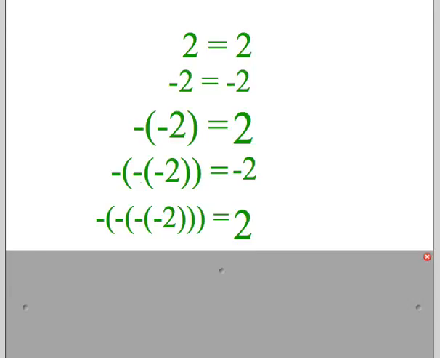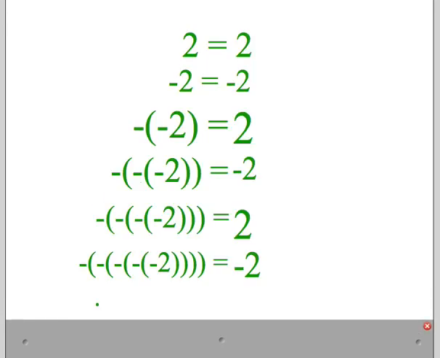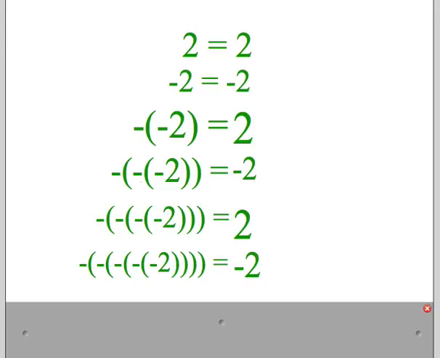Again, we have -2. The opposite of -2 is 2. The opposite of 2 is -2. And the opposite of -2 is +2. The opposite of the opposite of the opposite of the opposite of the opposite equals -2. Can you see a pattern developing in these situations? It switches. It's going back and forth.